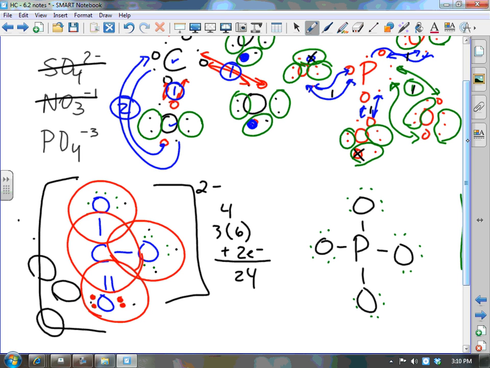Right, so, final piece to the puzzle. Put brackets around it and say it has a 3 minus charge. So what are we saying here? We're saying that the phosphorus can bond with 4 oxygens. Does it have to? No, but it can. And if it does, we have to have 3 extra electrons in the structure. Can we make a phosphorus bond with just 3 oxygens and no extra electrons? Yeah, we can. But what we're showing here is how 4 could bond together.